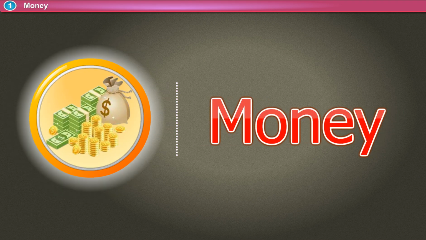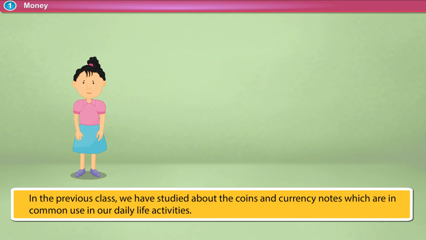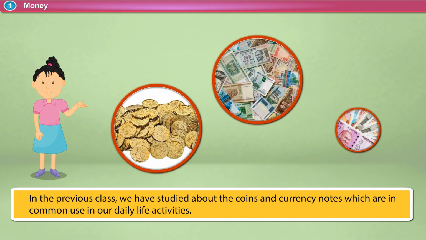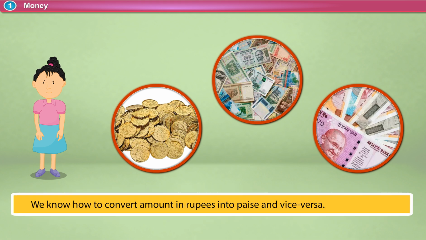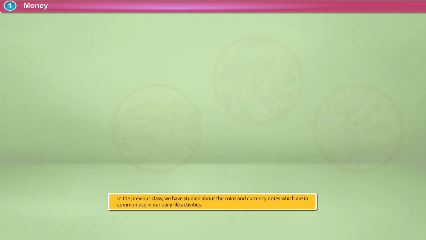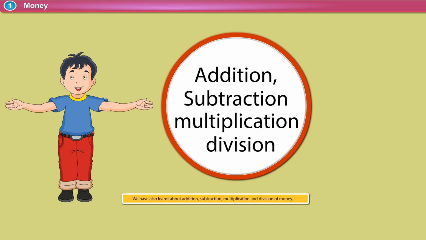Lesson 1. Money. In the previous class, we studied the coins and currency notes which are in common use in our daily life activities. We know how to convert amount in rupees into paise and vice versa. We have also learnt about addition, subtraction, multiplication and division of money.